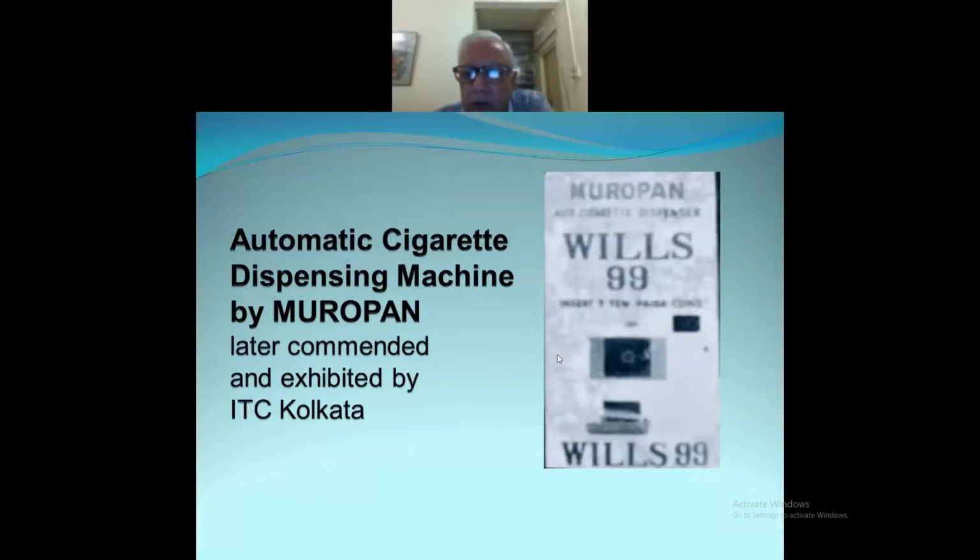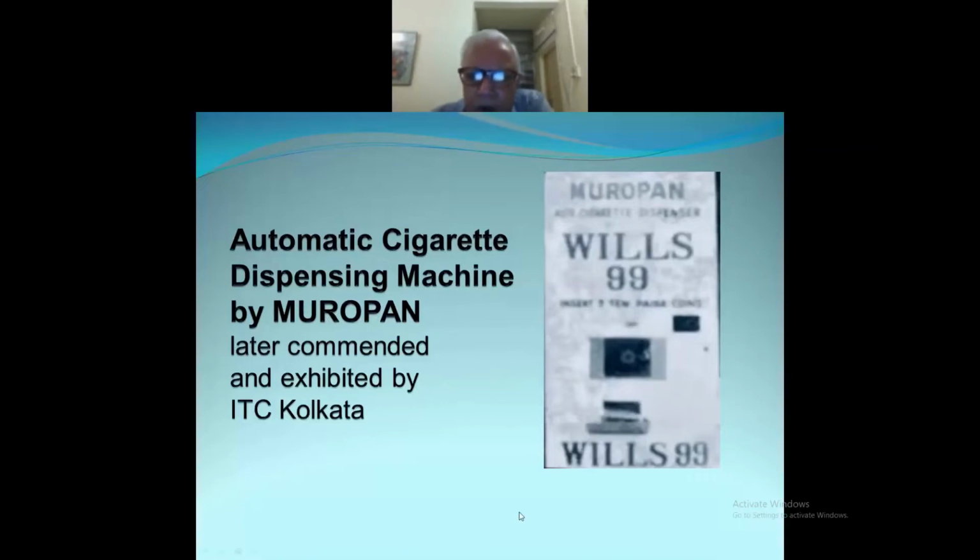In the Calcutta side, the first step of quitting cigarettes is to stop buying packets and buy single cigarettes. So this was made keeping that in mind. It was exhibited. It created a lot of interest in people, to the extent that ITC Kolkata got wind of it, and they lifted this machine and gave it a facelift. In fact, the Wills 99 branding and all those things were done by them. And they put it in one of their outlets to gauge customer reaction.